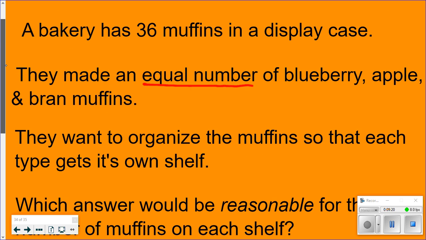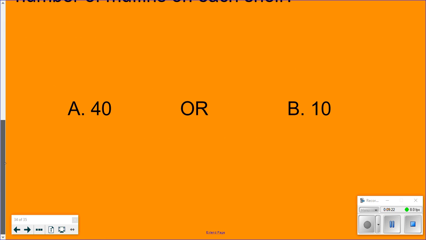So would it make sense to put 40 apple muffins on a shelf, and then 40 blueberry muffins on a shelf, and then 40 bran muffins on a shelf? That's so much more than 36 muffins. Which means I'm probably going to have about 10 muffins per shelf. And then you have 6 on each.